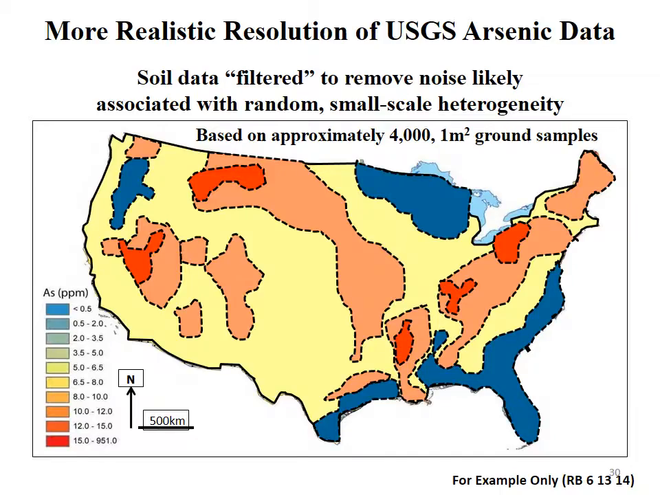Here's a more realistic resolution of the USGS arsenic data. We tried to get them to include this in their report, but they wouldn't do it. They just included the fine print. In this case, we've filtered out the small-scale heterogeneity within the larger scale patterns, and this is just something I put together very quickly, just as an example. But it gives a much more realistic idea of arsenic concentrations in soil across the U.S. at large-scale patterns.